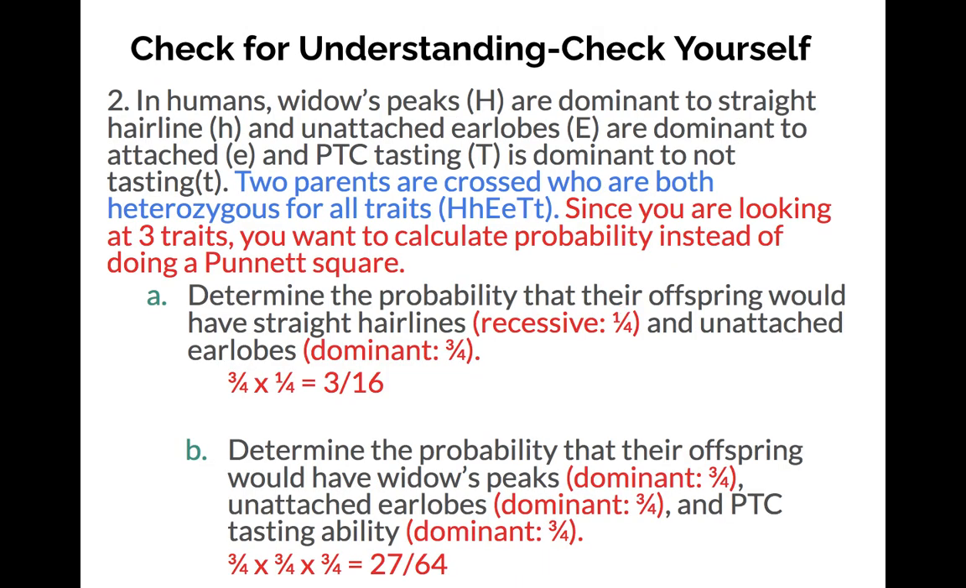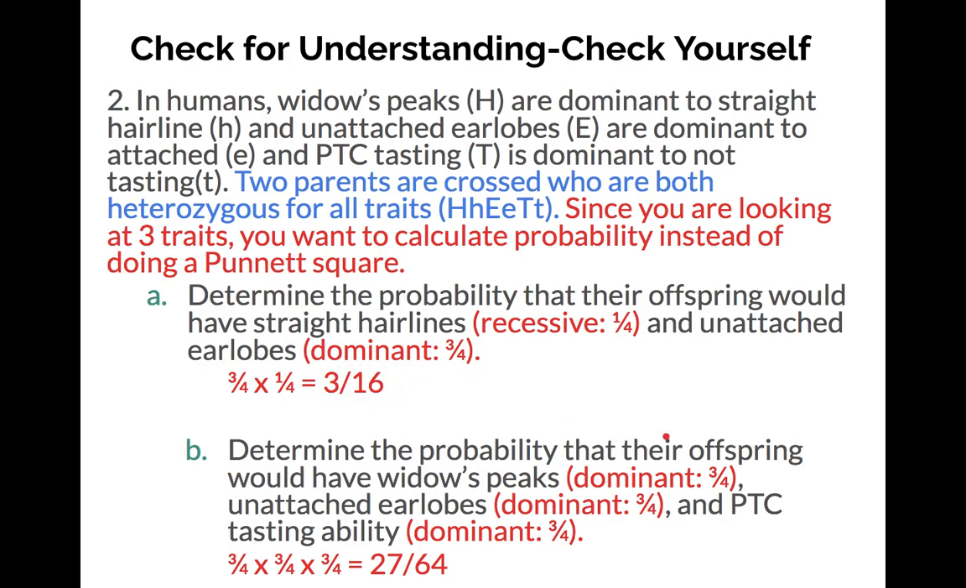Now, okay, so let's go ahead and look at the answers here, how we got them. So determine the probability if their offspring had straight hairlines, which we learned from the problem was recessive. So that's a 1 in 4 chance. If they had unattached earlobes, that is dominant, therefore 3 in 4 chance. So we multiply those two together, okay, and that would be a 3 out of 16 chance.